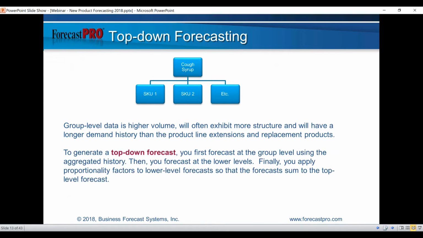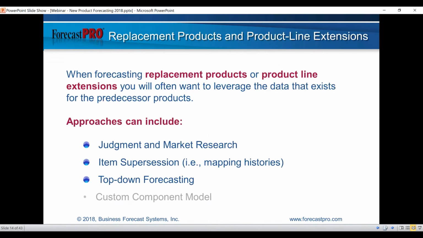There are some more details about how we generate that top-down forecast here. And just as an aside, our next webinar, as you will see at the end as well, is on forecasting product hierarchy. In that webinar, we'll be going through top-down forecasting in even more detail, as well as some other product hierarchy forecasting techniques. And with that, I am going to turn it back over to Eric to talk about custom component models.